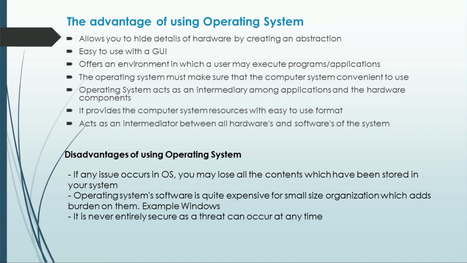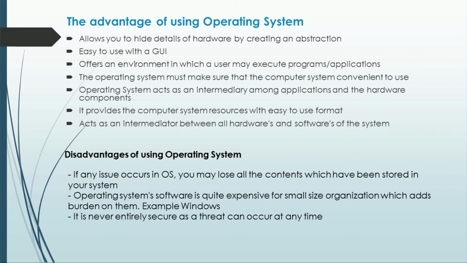So now I want to talk about the advantages of using operation systems. They are easy to use, offering an environment in which a user might execute programs and applications. The operation system must make sure that the computer system is convenient to use. The operation system acts as an intermediary between applications and the hardware components. It provides the computer system resources in an easy to use format.